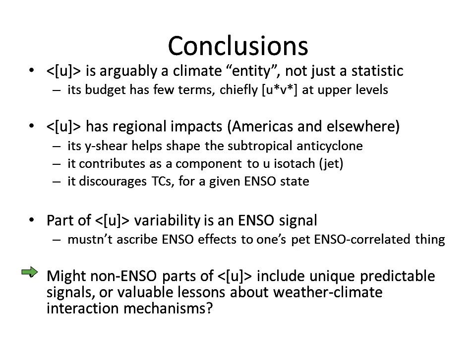And a question, I guess, to leave you with: might non-ENSO parts of this include unique predictable signals or valuable lessons about weather-climate interaction mechanisms? That's why we're picking away at this and digging down to the second level. We think there might be valuable lessons in here, and conceivably new predictable signals that haven't really been teased out. The Madden-Julian oscillation has a zonal mean component to it, and it would be interesting to see if part of its impact comes through that. So that's all I have, except for some extra slides, and I'll quit talking and see if there are any questions.